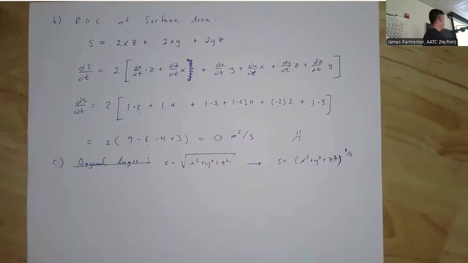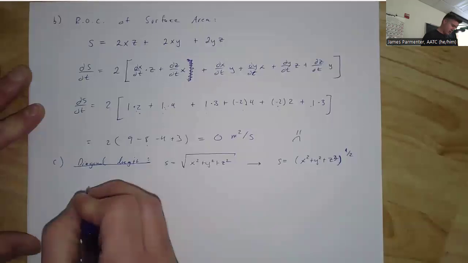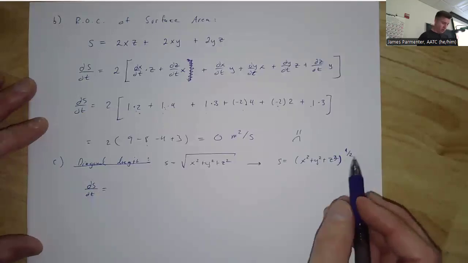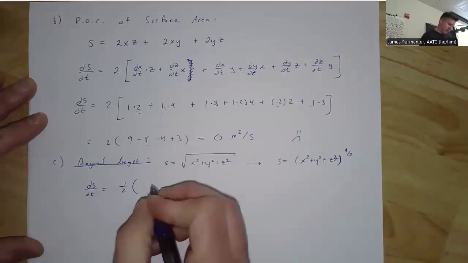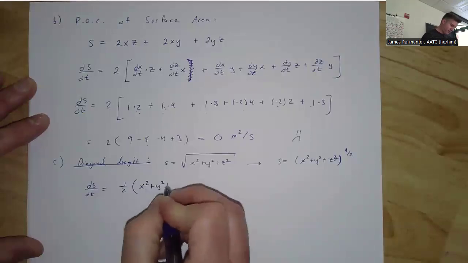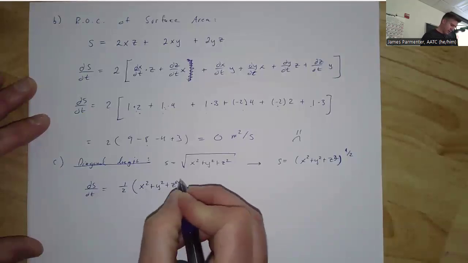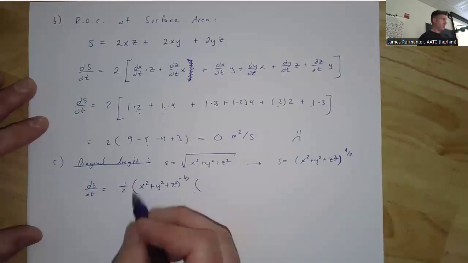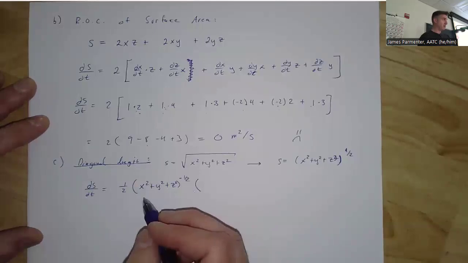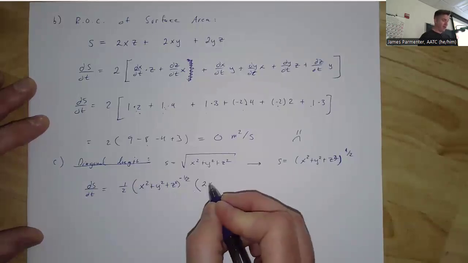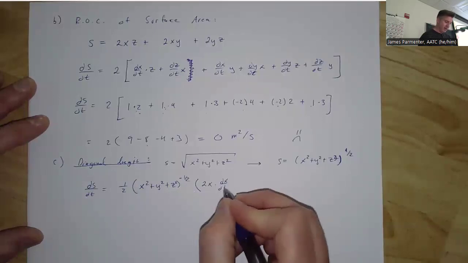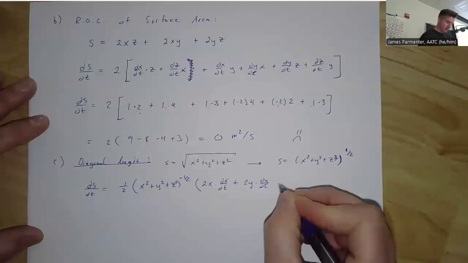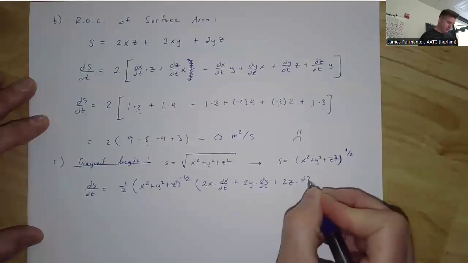So now, just like in the previous problems, we're going to take the derivative of both sides. So we're going to get ds/dt equal to, all right, chain rule, 1/2 times all of our stuff to the negative 1/2 power times the derivative of all the stuff. The derivative of x squared is what? That's part of it. Right, 2x times dx/dt. And similarly, the derivative of y squared is 2y times dy/dt. The derivative of z squared is 2z times dz/dt.